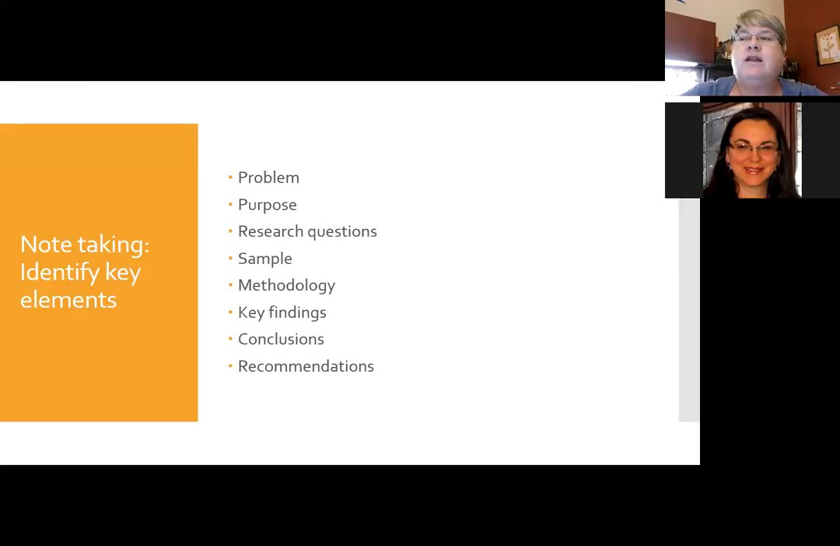And then jump to the end and look at the discussion. What were their key findings? And what were the conclusions and recommendations that they made? Now that seems like the whole article, but honestly it isn't. Just going through, skimming through, and finding those pieces, being able to get that out really is all you need to then use in writing your literature review.